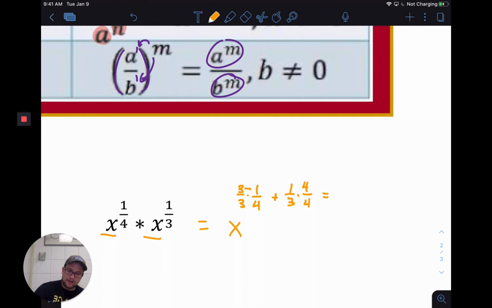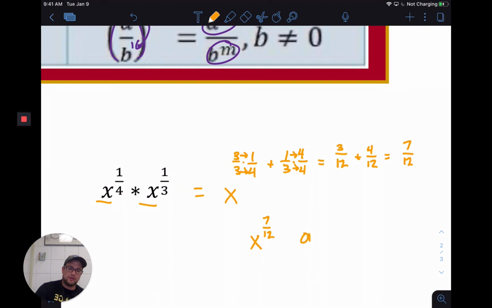So multiplying across, I will have a 3 over 12 and a 4 over 12. And once I have a common denominator, I can add my numerators together to get a 7 over 12. So my final answer is x to the 7 over 12. And while we're here, let's just write that as a radical. So writing it as a radical, that would be the 12th root of x to the 7th power.